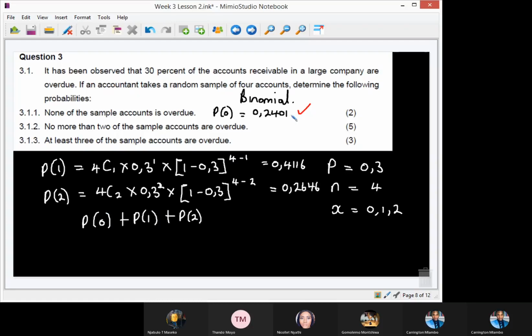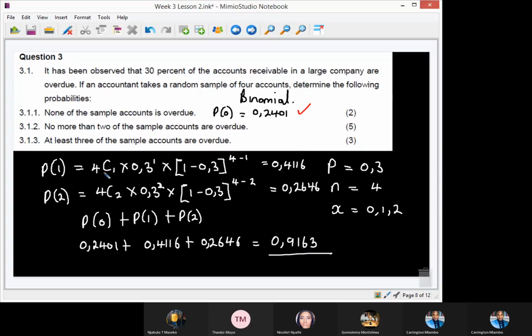For 0, we already calculated it at the beginning. So 0.2401 plus 0.4116 plus 0.2646. Then you can get your answer, which is 0.9163. Easy as that. Any questions?